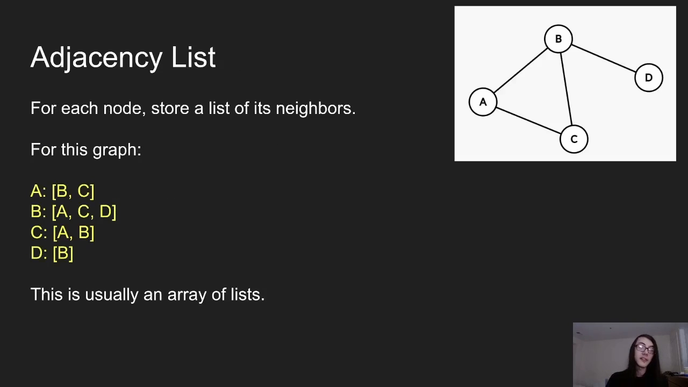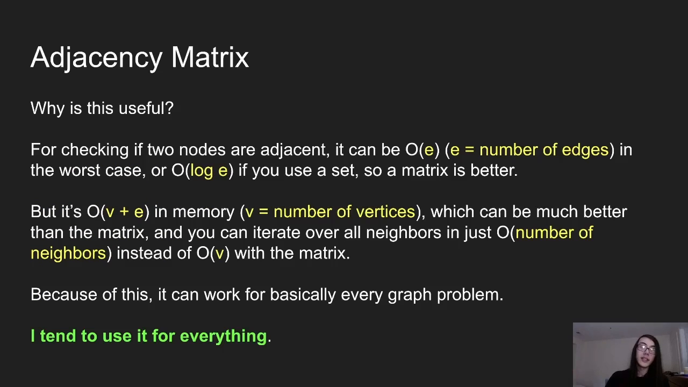The next and infinitely more useful version is called an adjacency list, but actually it's multiple lists, so don't get confused by that. The gist for this is, for each node, you store a list containing all of its neighbors. For this graph, here's what it would look like. For example, B is adjacent to everything, A, C, and D. D is only adjacent to B, and so on. This can be up to O(E), where E is the number of edges, for checking if an edge exists, but it's useful for a lot more things.